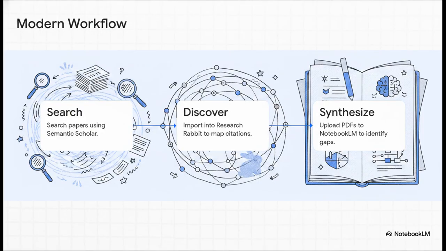So, if you're a PhD scholar preparing a literature review or a survey paper, here is a highly practical 3-step synthesis workflow you should adopt today. Step 1. Search for your core papers using Semantic Scholar to completely bypass keyword limitations. Step 2. Import those papers into ResearchRabbit to visually map citation networks and discover related work you might have missed. Step 3. Upload those PDFs into NotebookLM. You can ask it to compare methodologies across papers, identify common limitations, and highlight research gaps. It is an absolute game changer.